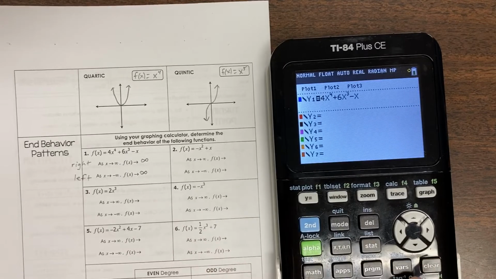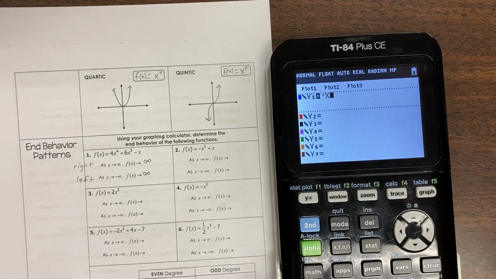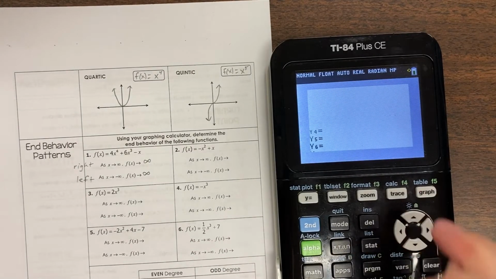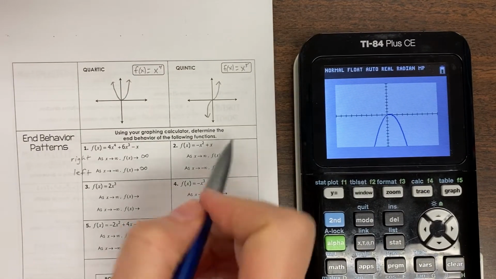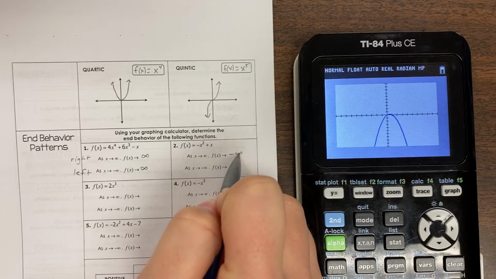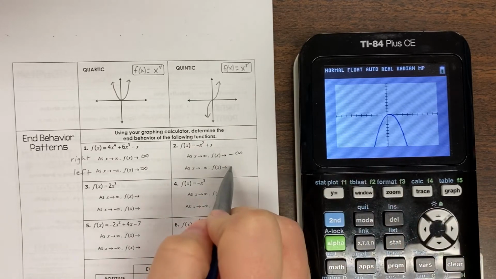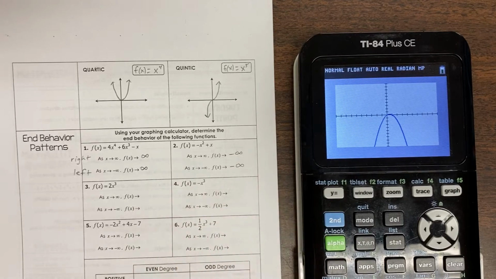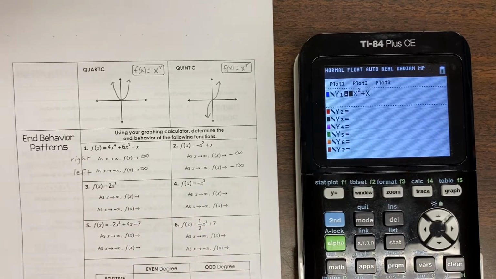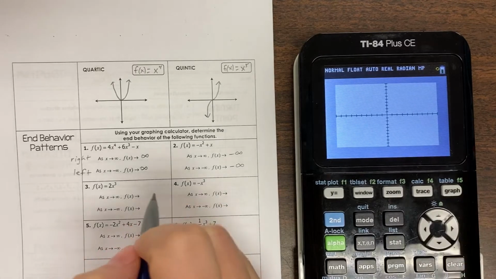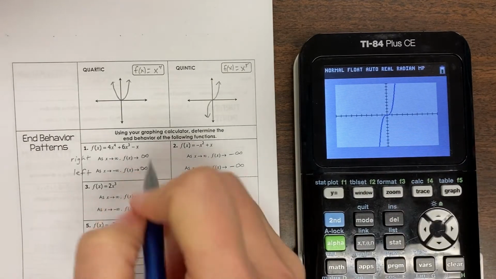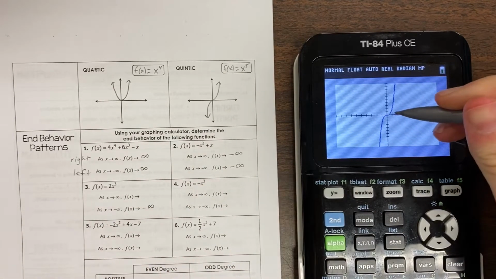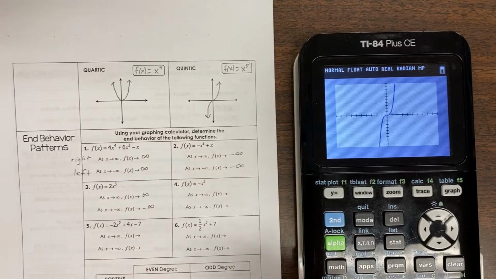Okay, if I type in the next function, negative x squared plus x. Okay, my right tail is going down to negative infinity. My left tail is going down also to negative infinity. All right, 2x cubed, graph. My left tail goes down to negative infinity. My right tail goes up to infinity.